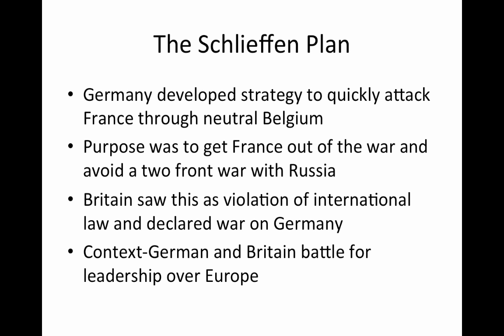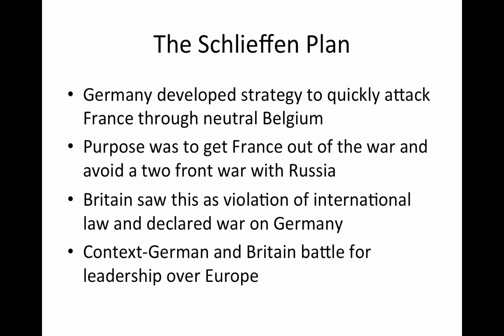The Schlieffen Plan. Germany decided that they were going to have a quick way to make sure that they could end this war, and this was developed by one of their generals, General Schlieffen. The idea was this. Germany would develop a strategy to quickly attack northern France through neutral Belgium. The purpose was to get France out of the war as quickly as possible and therefore to avoid a two-front war with Russia. Britain declared this as a violation of international law and then declared war on Germany.